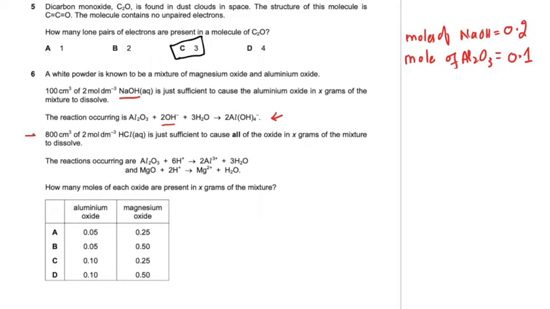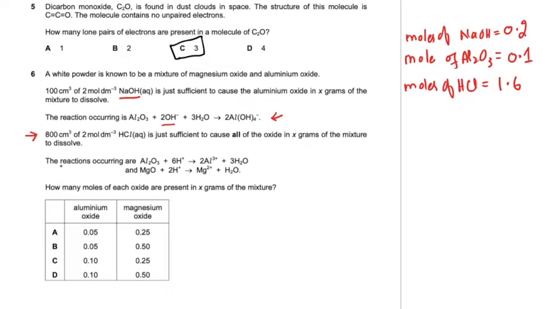Okay, look, another statement. 800 cm³ of 2 mol/dm³ HCl is just sufficient to cause all the oxide of the mixture to dissolve. First of all, find out the moles of HCl. Same method: 800 into 2 divided by 1000, you will get the moles of HCl. You will get the answer 1.6 moles.